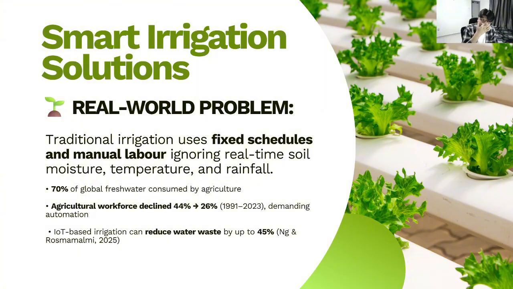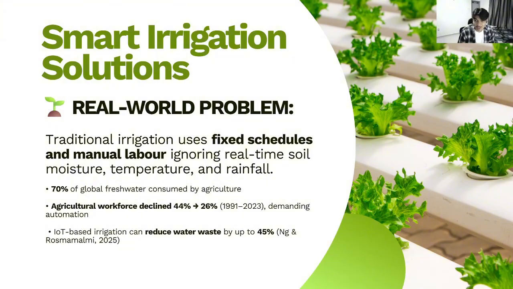So the main problem that leads to this solution is actually that traditional irrigation uses fixed schedules and also manual labor. Both of these ignore real-time soil moisture, temperature, and also rainfall. For an easy example, let's say an old traditional irrigation has a fixed schedule for every morning at 8 o'clock, it will water the plants. No matter whether it is raining or not, the temperature is low or high, the soil is humid or not, it will water the plants no matter what.